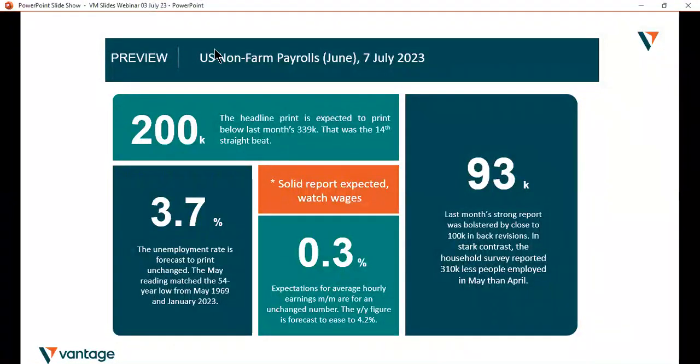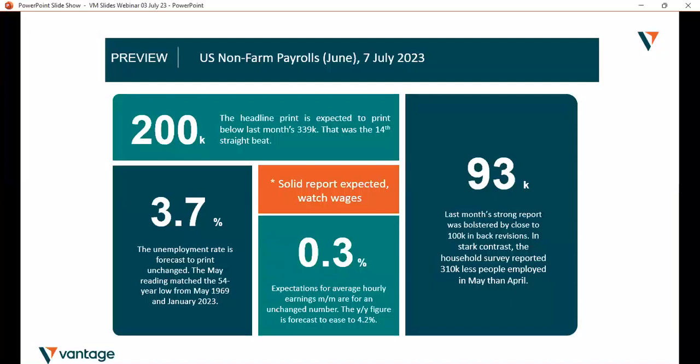As for the main report, the non-farm payrolls, here are the main numbers. As I've said, consensus is looking for around 200,000, probably a touch more I've read, but that will change going forward, obviously, with the JOLTS data and the initial jobless claims. That was against a pretty blockbuster 339,000 previously.